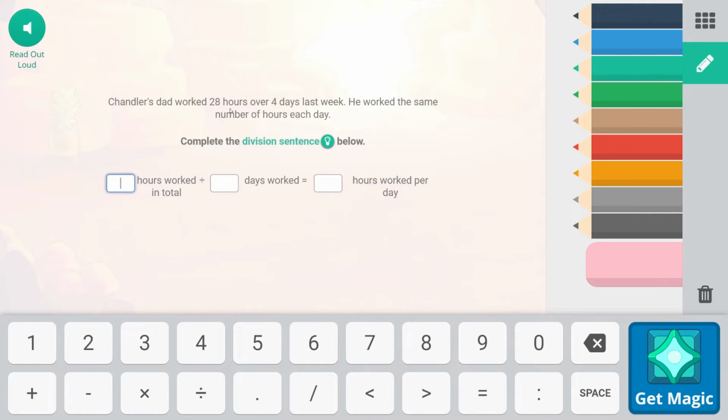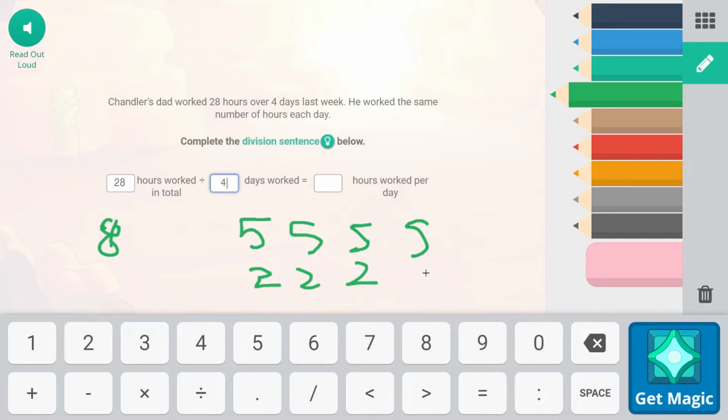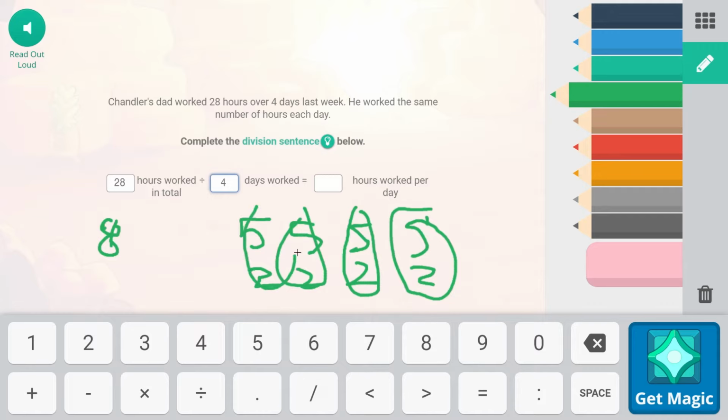Chandler's dad worked 28 hours over 4 days last week. He worked the same number of hours each day. So we have 28, and then he worked for 4 days. So what can go in from 4 to 28? We can think of, let's say, 5. So for the 4 days, 5, 5, 5, 5, and then 20 from 28 would leave 8 left over. 8 I know goes into 4 2 times. So 2, 2, 2, 2, and then that would be 7 hours worked per day. Those are the 4 days right there. That's another way to sort of figure it out as well.